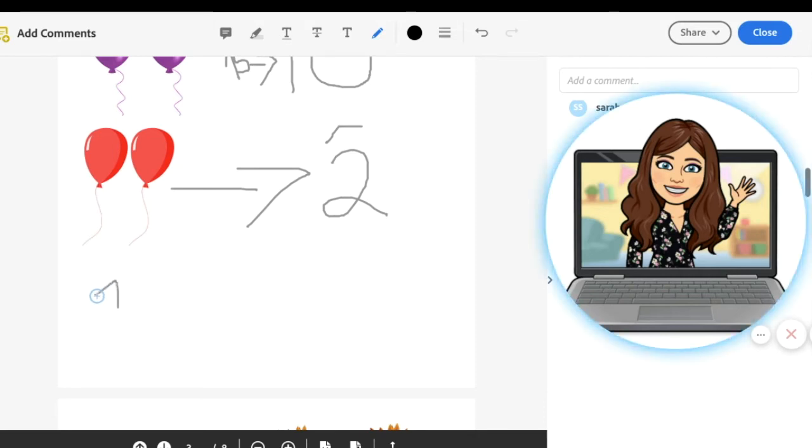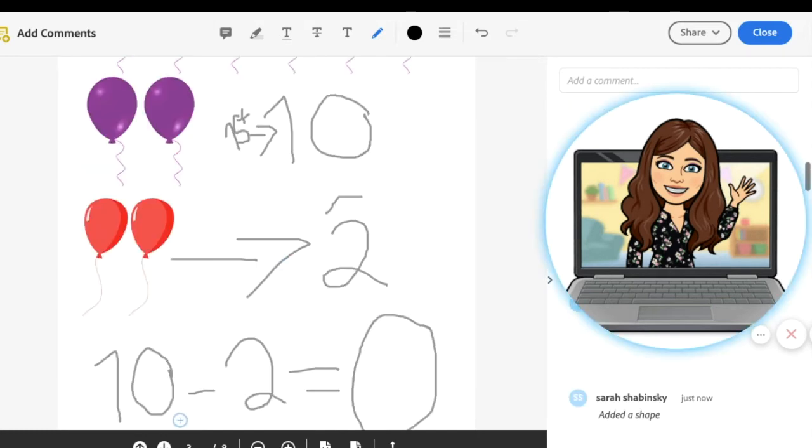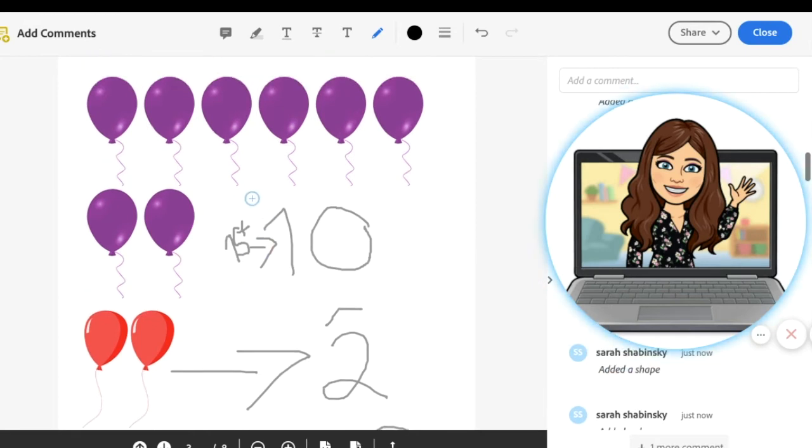So I'm going to write out our number sentence for what we know so far. 10 minus 2 is equal to, but now, Keeble Cubs, we need to solve for this problem because we need to find out how much 10 minus 2 or 10 balloons minus 2 red balloons is equal to, because we need to find out how many purple balloons are left over.